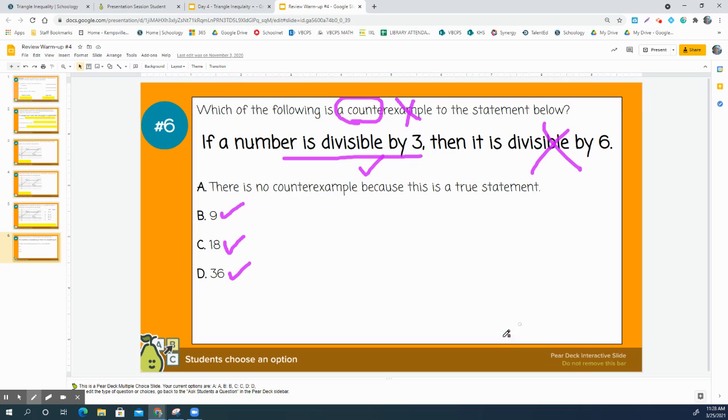I don't want them to be divisible by 6. So it can't be 18 because 18 divided by 6 is 3. Can't be 36 because 36 divided by 6 is 6. So it's got to be B. Absolutely 100%. Okay. Questions?